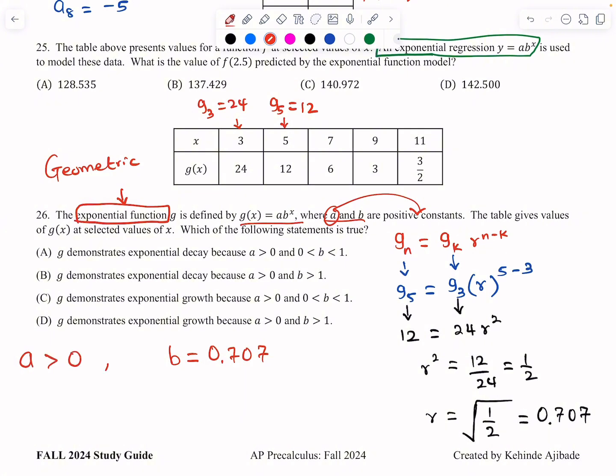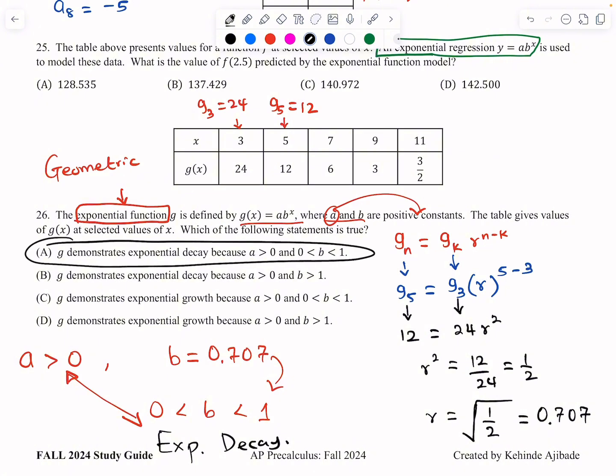And then in this case, I notice that my B is between 0 and 1. So 0.707, this is between 0 and 1. So my B is between 0 and 1. And these two conditions, A greater than 0 and B between 0 and 1, what condition is that? That is exponential decay. And which option says that? The option that says that is option A. Now let's go to the next question.